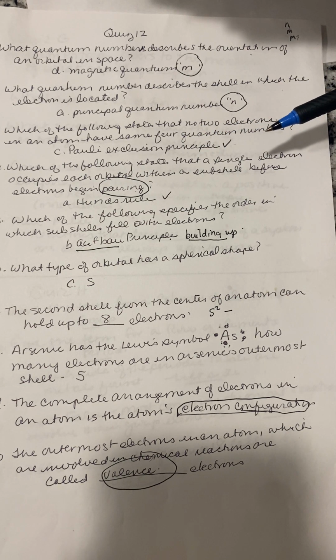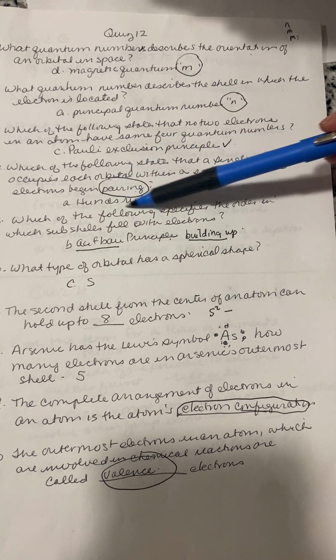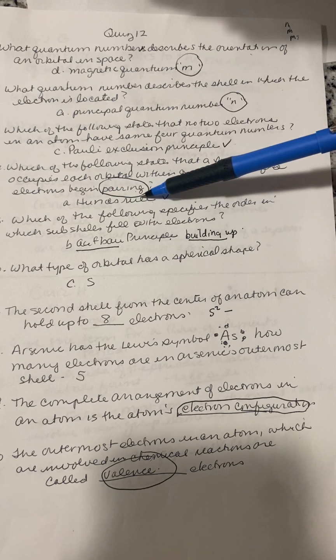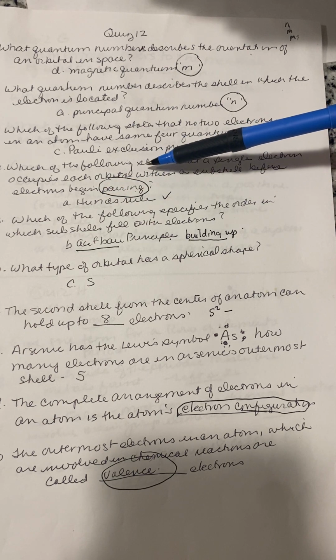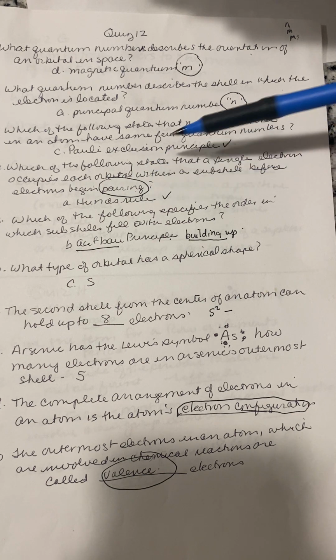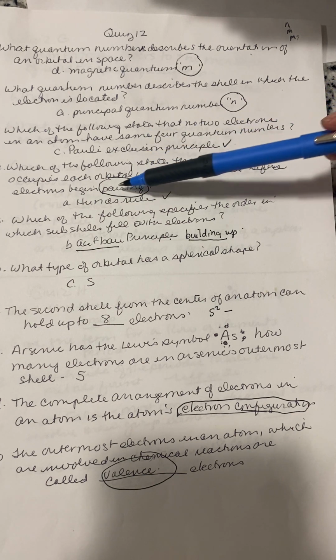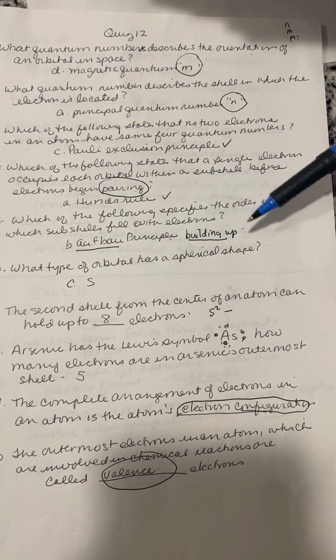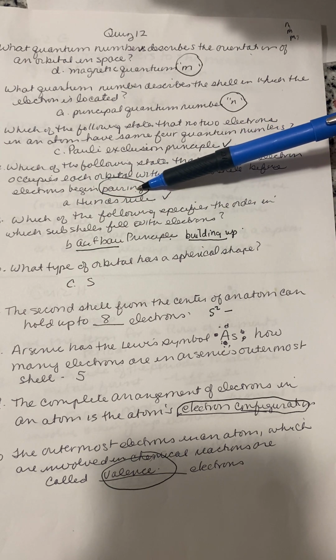Which of the following states that a single electron occupies each orbital within a subshell before electrons begin pairing? The key word is pairing. Anything to do with pairing is Hund's rule, right? If it's a single electron, it will actually be used up before electrons begin pairing. So that's Hund's rule. It has to do with pairing. Whenever you see that word, it's going to be Hund's rule.